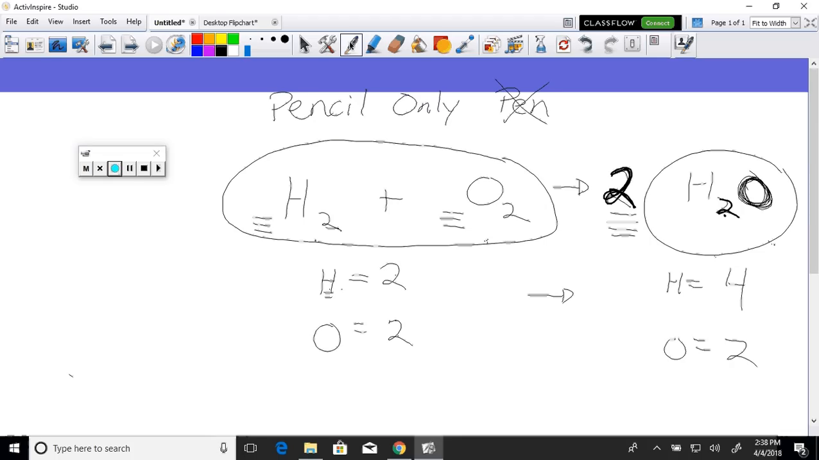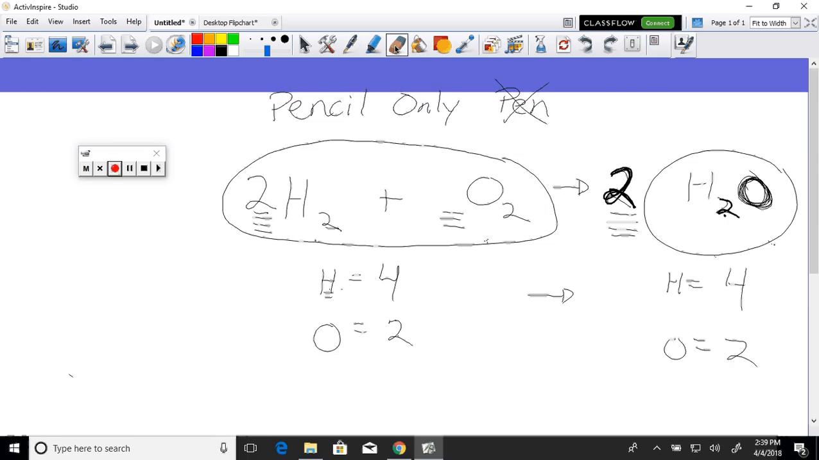So now I need to come over here and put 2, and erase this, and put 4. So now they are balanced. 2 in front of this, nothing in front of this because it's assumed to be 1, 2 in front of this. That's balanced. Okay, let's look at the next example.